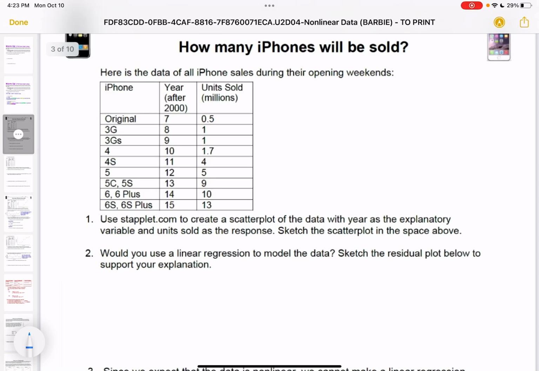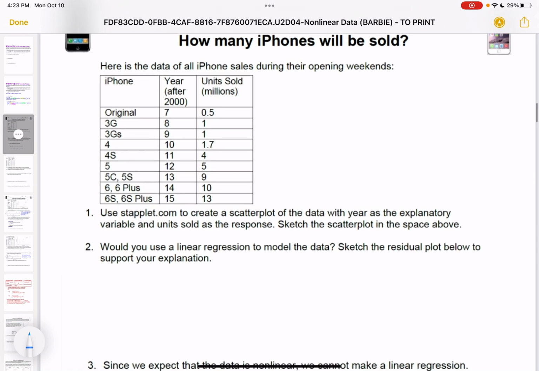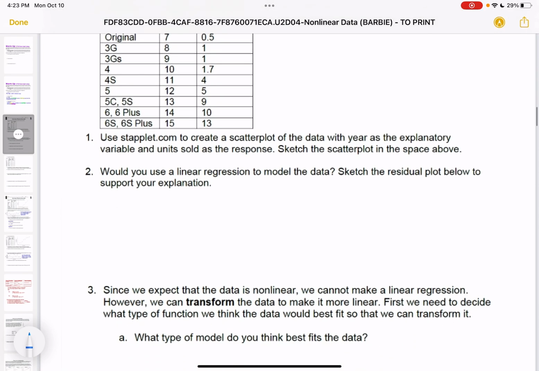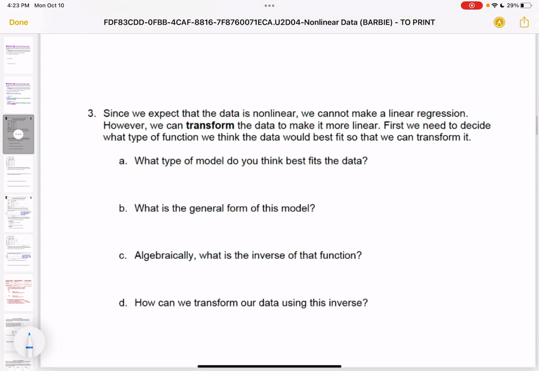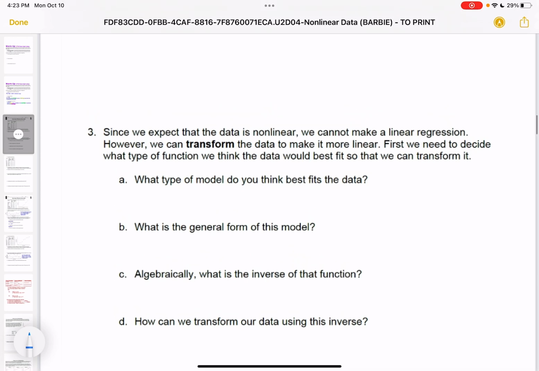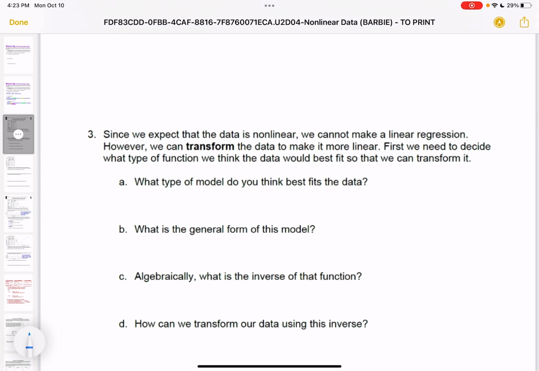Let's jump into today's lesson. We should be looking at how many iPhones will be sold. We have our data here. You're going to want to start by throwing that data into Staplet and looking at the scatter plot, then determining whether it's linear or not with the residual plot. And if it's not, how could we transform it? What type of model does it look like? At that point, you're probably going to want to pause and come back to me so that we can look at what you should have and then move into number 4. So press pause, try 1, 2, and 3 on your own, and then we'll jump in.